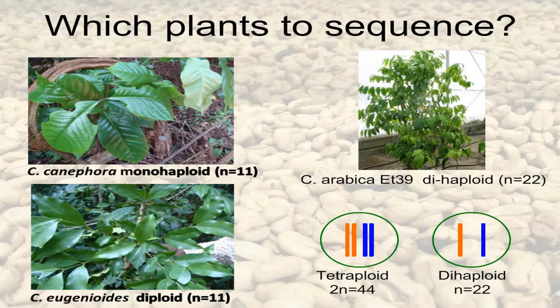Canephora is a diploid, as I said previously, but the one that we sequence is a monohaploid. This means that there should be no heterozygosity whenever we assemble the genome and do downstream analyses in this particular individual. Eugenoides is a diploid as well, but the one that we used is heterozygous. This one is not a monohaploid, and there should be heterozygosity whenever we look at the resulting assembly. And both of these have a haploid number of 11 chromosomes. Now, arabica, on the other hand, as I said, is a tetraploid. So it normally would have 4 copies of every chromosome. But the one that we used is a special accession, and it's a dihaploid. So this one has 22 chromosomes instead of the normal tetraploid number.